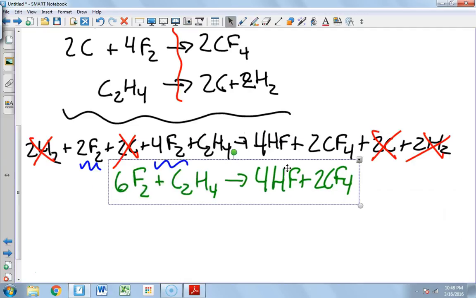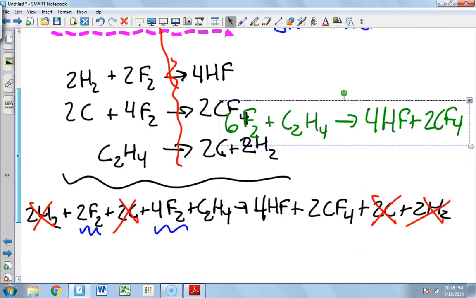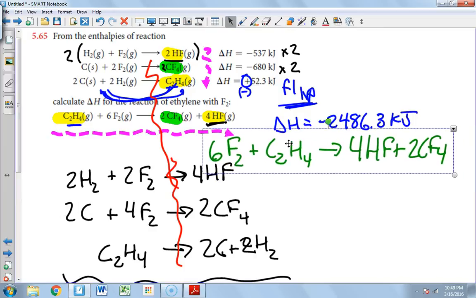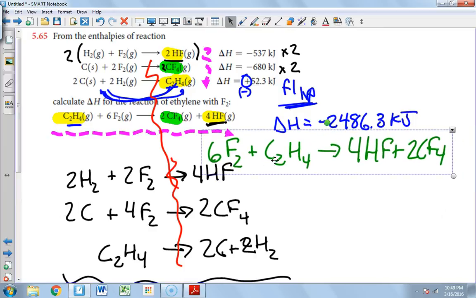Now let's take a look. I'm going to move this guy up. Is that the same reaction as here? C2H4 plus 6F2 reacts to form 2CF4 plus 4HF. Sure. So if we just use the one compound that is the same and manipulate it, we can trust that it's going to add up to the overall reaction that we want. So there's a Hess's law problem. Hope that clears it up, and have a great night.